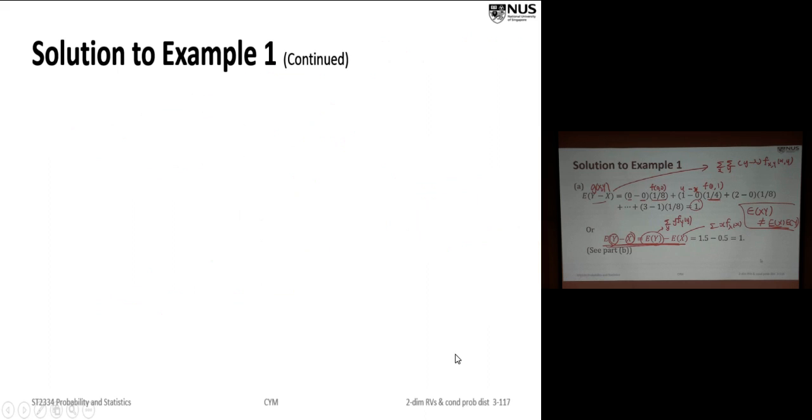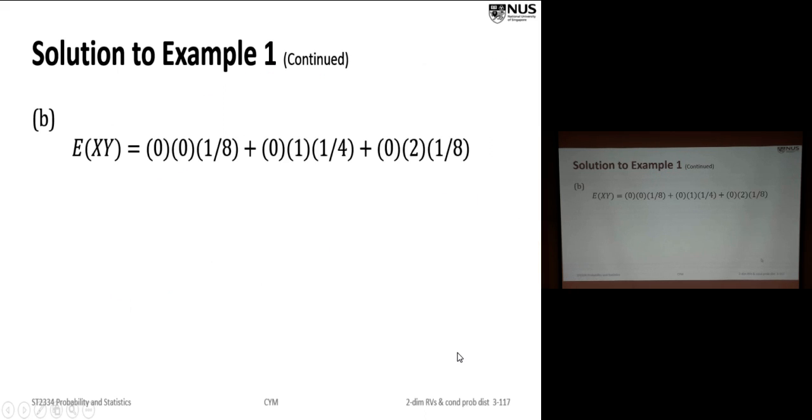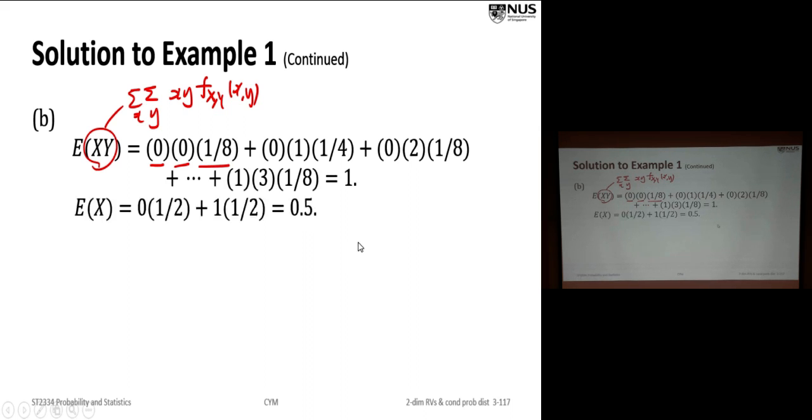Okay, so how about now this one, expectation of XY? There's no shortcut. You have to do it like this: sum over x, sum over y, xy times the joint PDF of xy. So it's x equals 0, y equals 0, and then times f of xy at 0, 0, and so on. So it turned out to be 1.